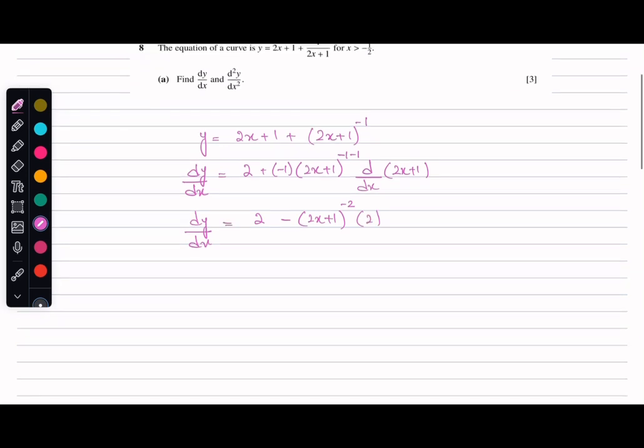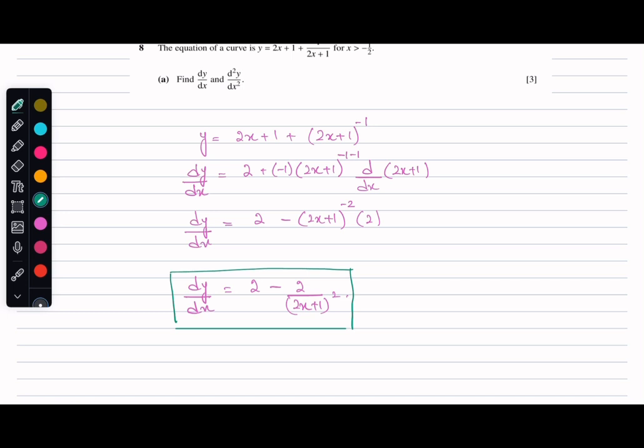So this is going to be my dy by dx, which then shall be equal to 2 minus 2 divided by 2x plus 1 the whole square. So this is going to be the first differential for this given y equation, y in terms of x.